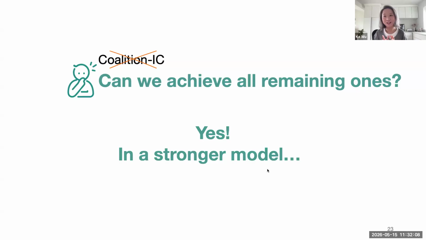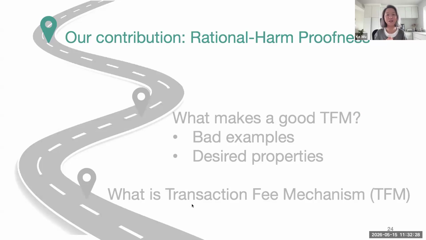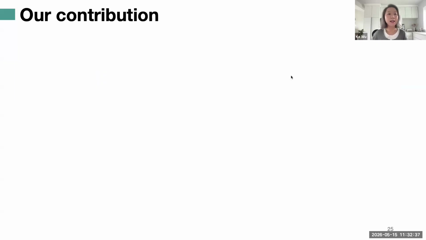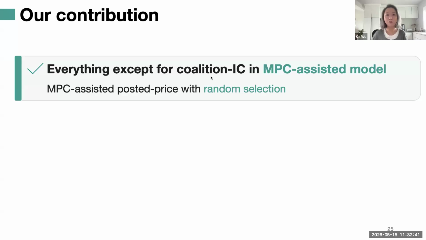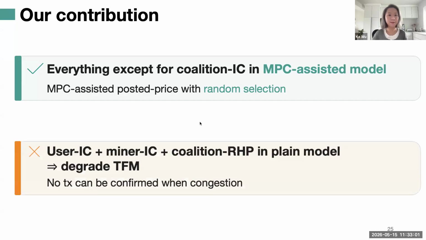Now, this time the answer is positive, partially. We can achieve that, but in a stronger model, where you are guaranteed that the transaction fee mechanism will be implemented honestly. So now we're into the last part, finally, our contribution. We define this rational harm-proofness and give a complete characterization. As I just promised, we can achieve every desired property except for coalition IC in a stronger model called the MPC-assisted model. I will introduce this MPC-assisted model in a few slides. And this mechanism, called posted price with random selection in the MPC-assisted model, actually achieves all desired properties. And we also showed that this stronger model is necessary.